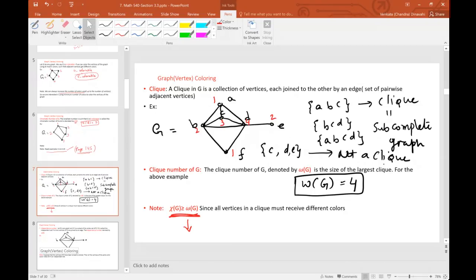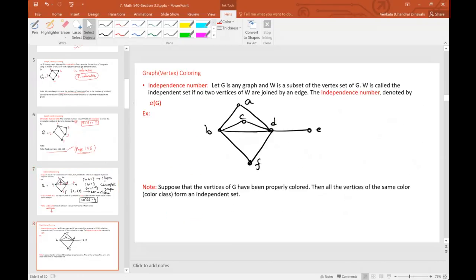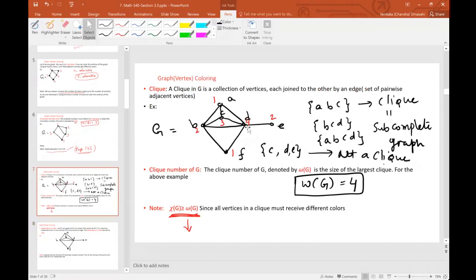Now the next definition we are going to see is called the independence number. I think I forgot to draw this edge. Take the same graph. Now clique means, if you go back, it is a sub-complete graph. That means it is some set of vertices where everything is connected to everything. When I use the word connection, between any two there is an edge. This is one extreme. The other extreme, independence number.